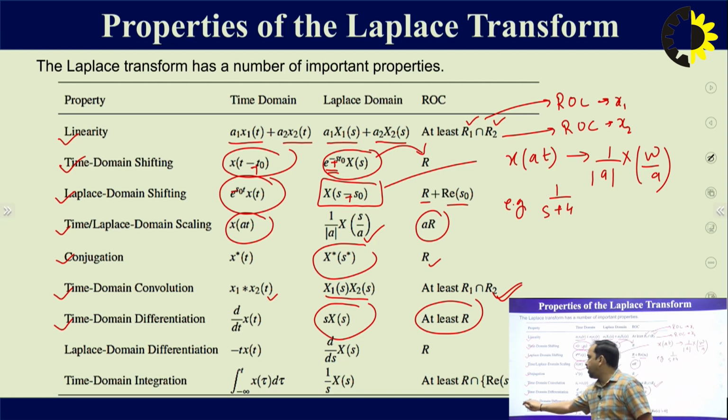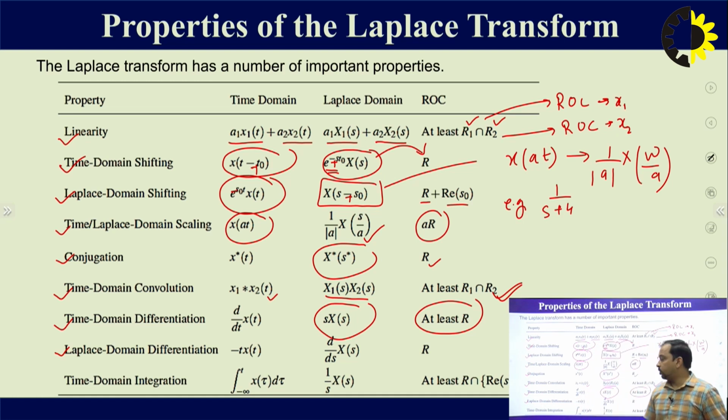Now Laplace domain differentiation. As we have differentiation in the time domain, a similar kind of result we have in the s domain also. So d by ds of X(s) will result in a signal which is minus t times x(t), and again we can see that there is no change in the location of poles if we apply this Laplace domain differentiation.